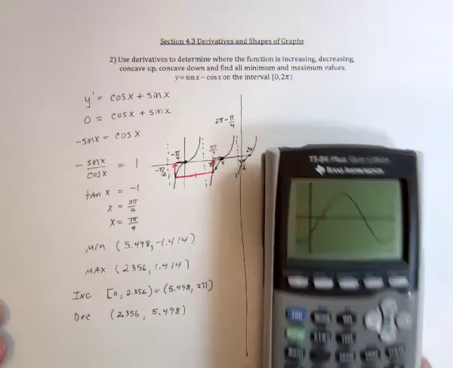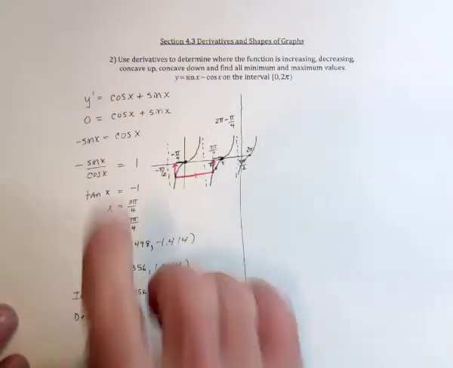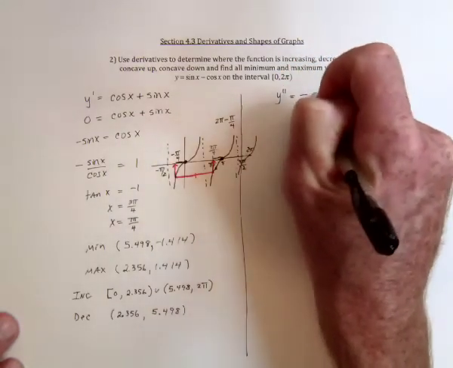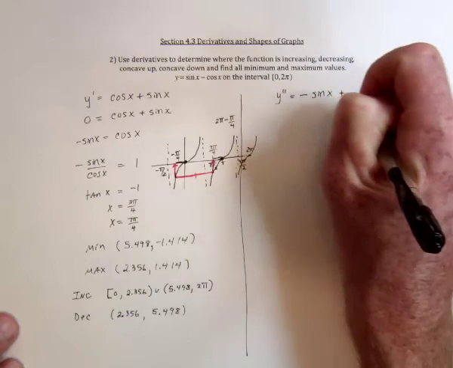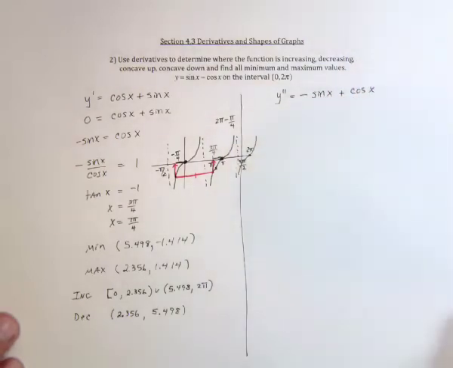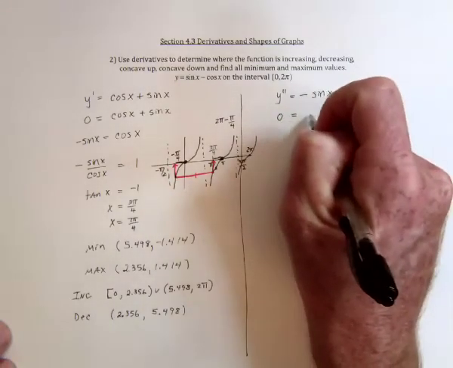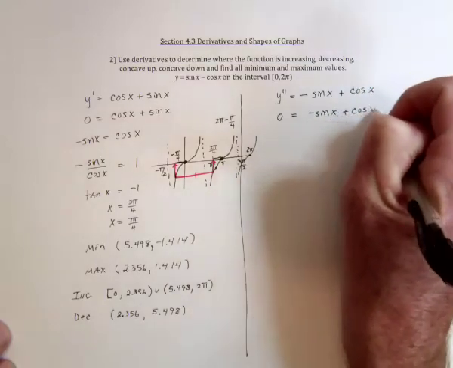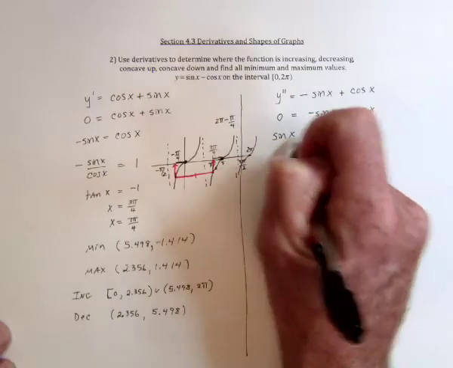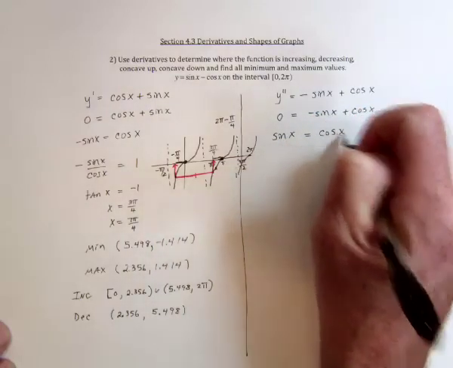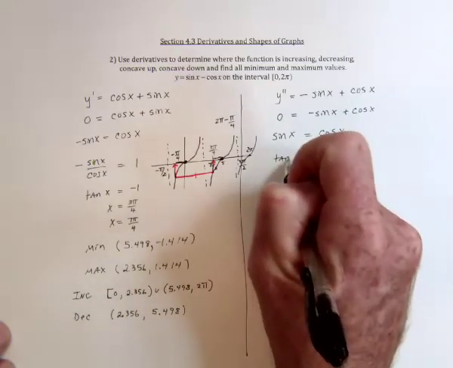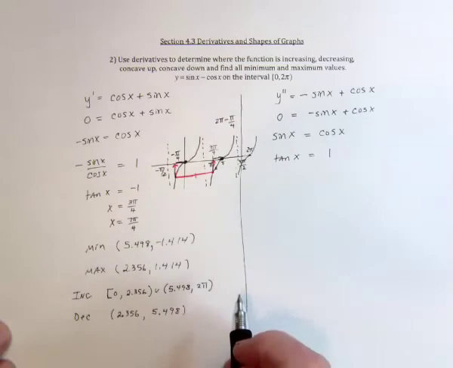Okay, so we have all the first derivative stuff finished, and now for the second derivative. So take the derivative of this, and we'd have negative sine for the derivative of cosine, and then cosine of x for the derivative of sine. And do the same thing as last time, set it equal to 0, and move one of the trig functions over. And the only difference between this and last time is that it's going to be that tangent of x equals 1.